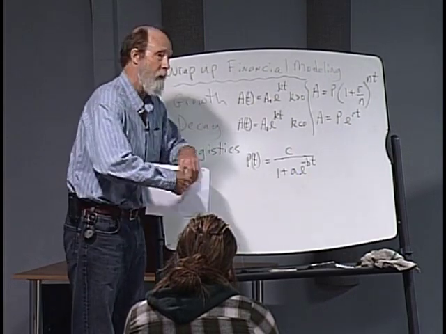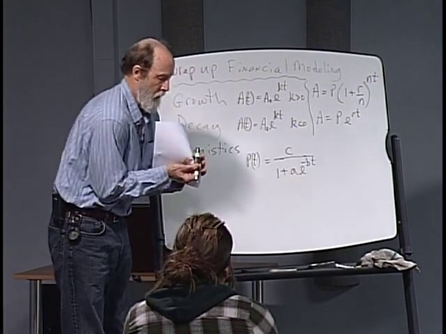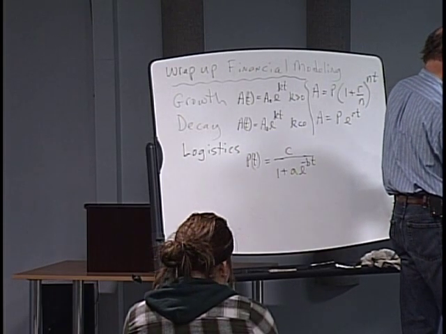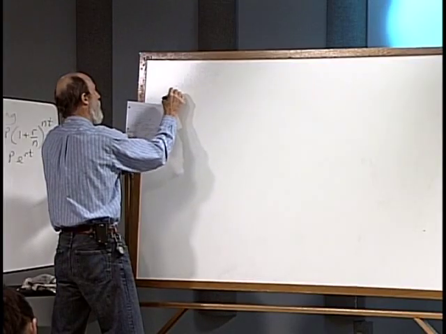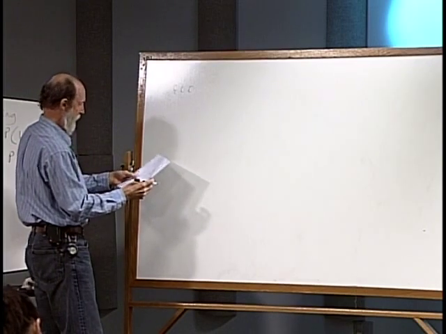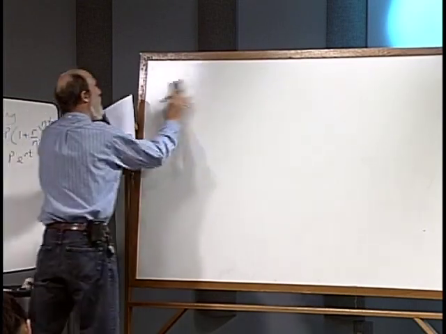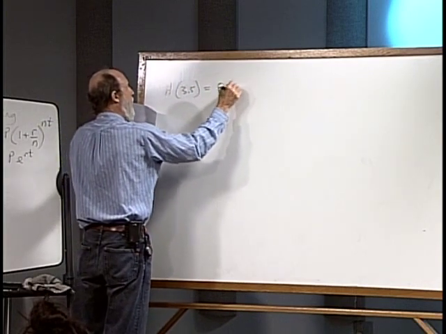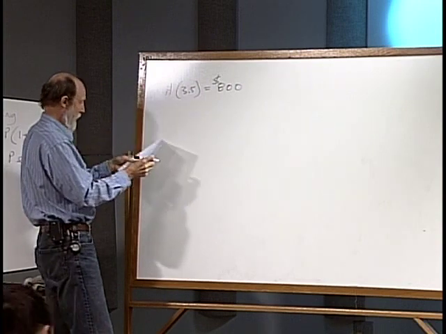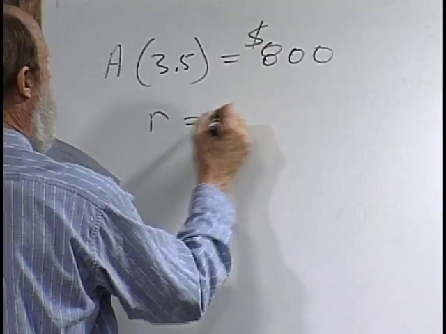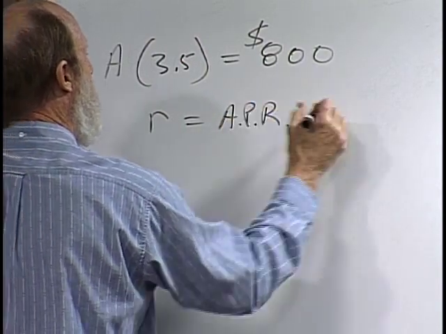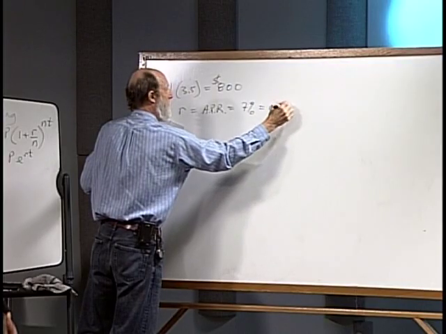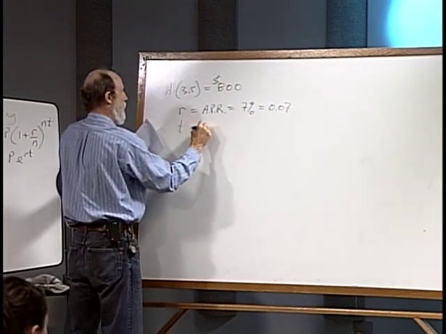So the problem we left off with in the last session, I'd like to begin there, was the following. I believe we had an $800 investment. Actually, I think that was a future value at 3.5 years. Right? So A at 3.5 years was equal to $800. Remember, we wanted to have this much money in the future. And our interest rate, our annual percentage rate, called the APR, happens to be 7%, which we know is 0.07 as a decimal. And the time was locked in at 3.5 years.